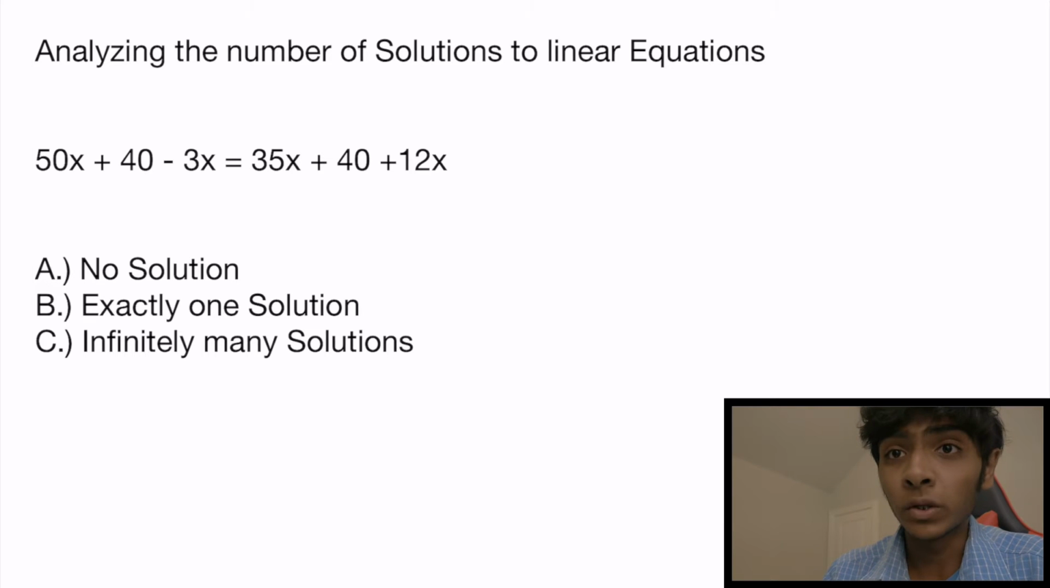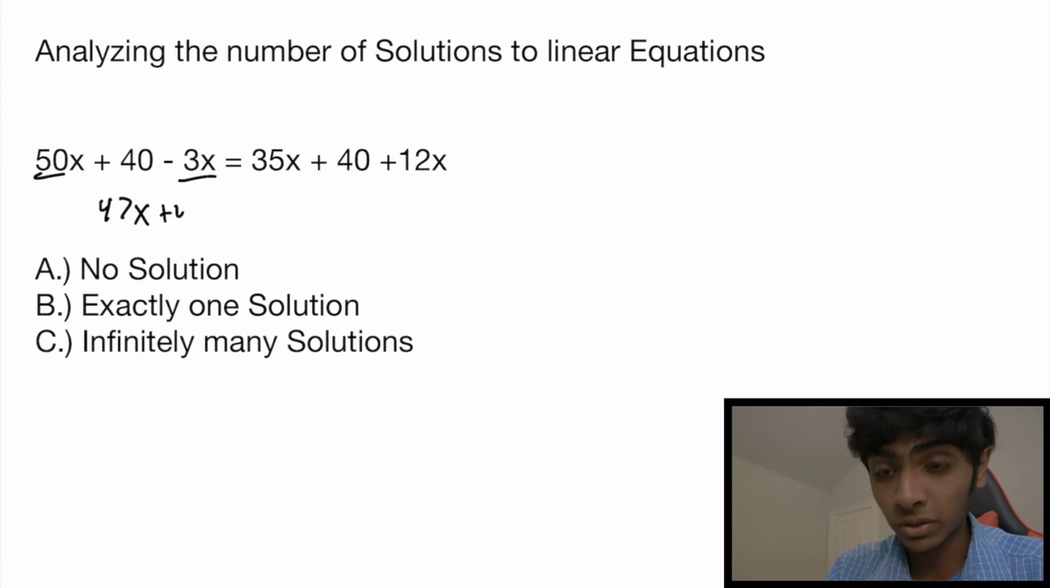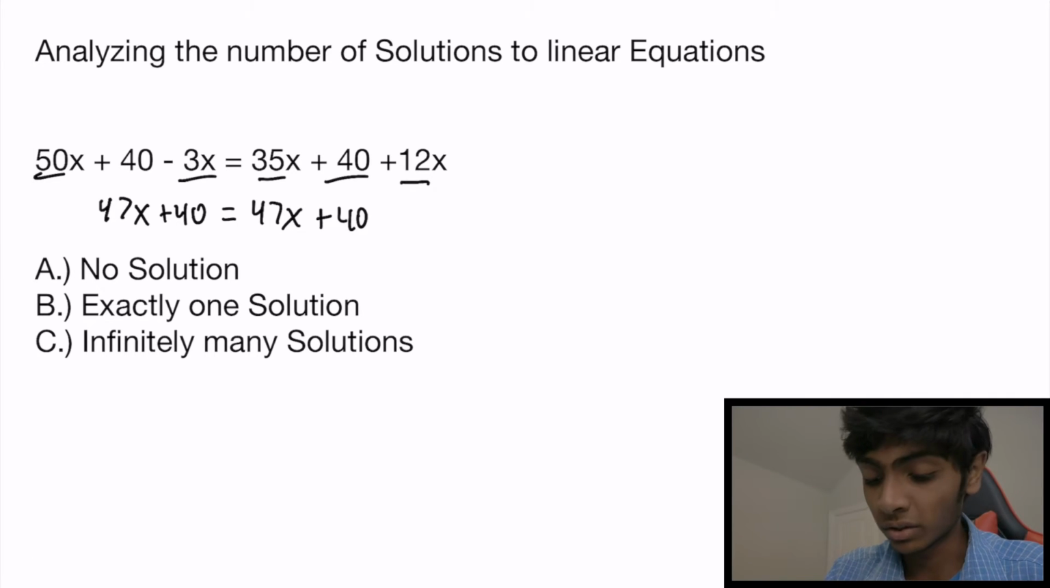Alright, now let's go on to some questions dealing with analyzing the number of solutions to a linear equation. So here we're given 50x plus 40 minus 3x is equal to 35x plus 40 plus 12x. First we want to start by combining like terms, which are 50x and negative 3x, giving us 47x. And the 40 we can't combine with anything, so we're just going to leave it as it is. Then we do the same thing here, 35x and 12x. They combine to get 47x as well. And then the 40 again, we're just going to leave it as it is. So here we're given 47x plus 40 equals 47x plus 40.